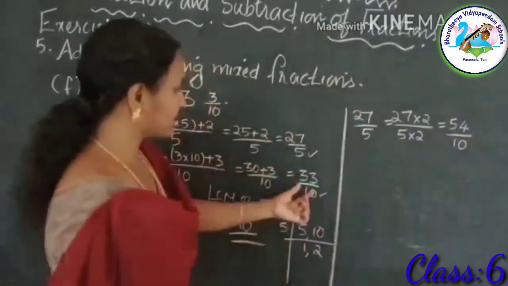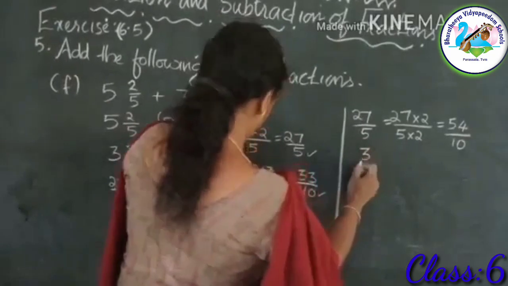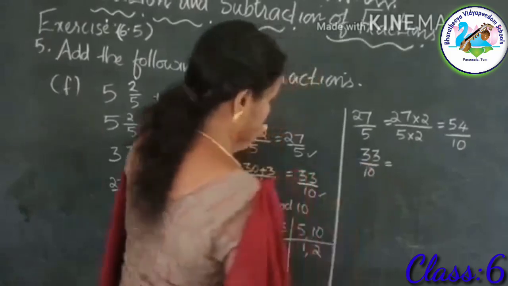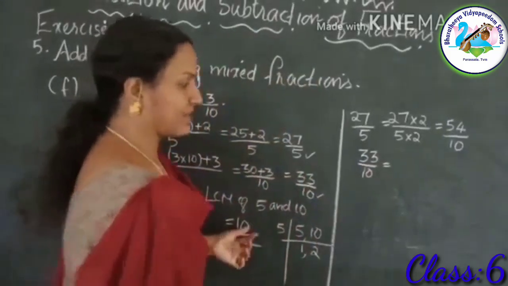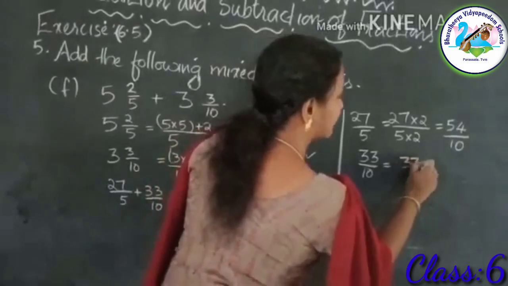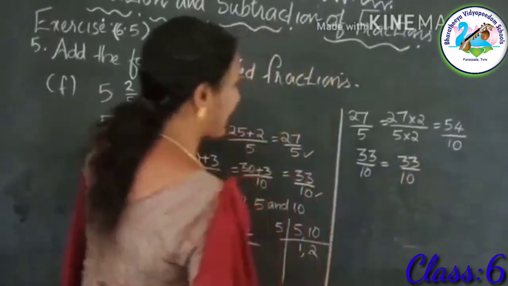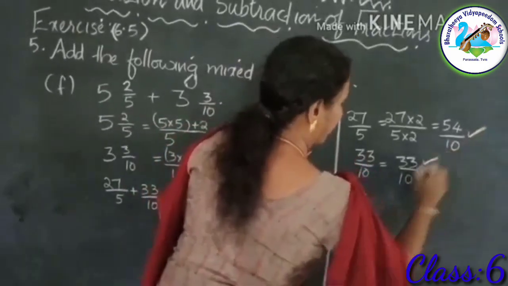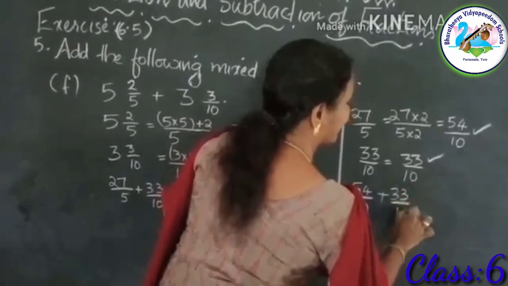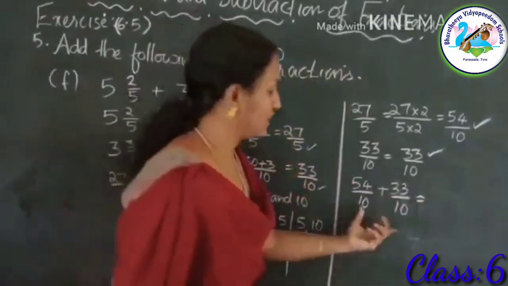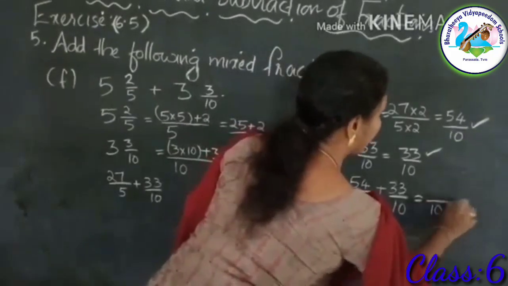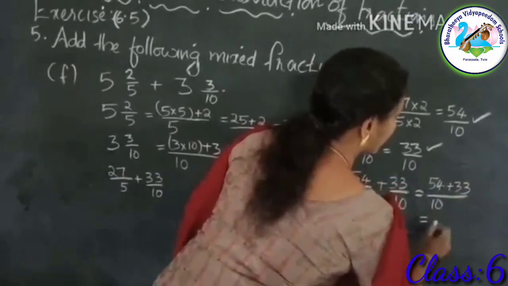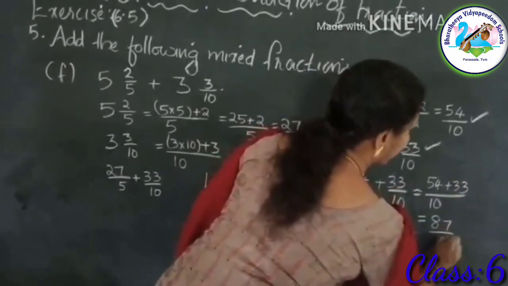The next fraction, 33 by 10, is equal to, here the LCM is 10. So the denominator is 10. So write the same fraction 33 by 10. Then add 54 by 10 plus 33 by 10 is equal to, denominators are same. So common denominator, 54 plus 33 is equal to 87 by 10.